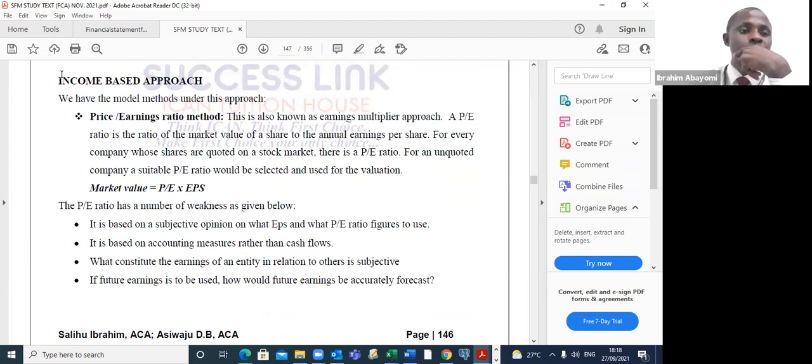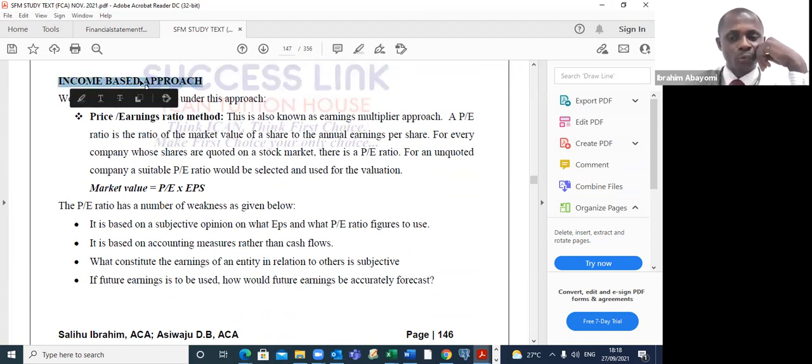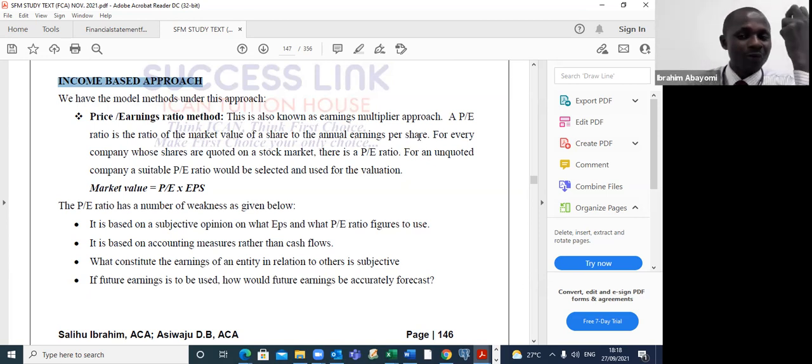Let us now go to the income approach. Sometimes this is also known as the market approach. You call it income approach or market approach. This is where you are valuing the company, or let me say the company shares now. You are valuing the company shares based on the income that the share will generate. You are using the income that the share will generate to value the company.